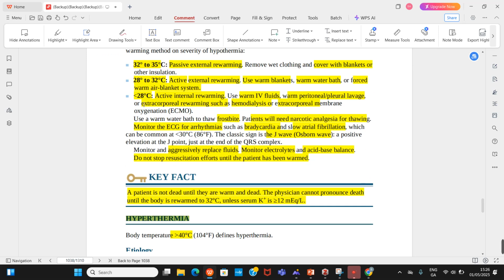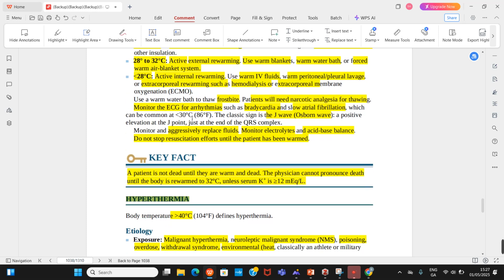Then when it's less than 28, you need to go in. So I set a line and push in warm normal saline or warm Ringer's lactate. That is active internal rewarming. You want to consider that for people that have a temperature less than 28. So you set a line and push warm fluid through the line. Or you can do warm peritoneal and pleural lavage, where you make an incision through the peritoneum or the pleural cavity and push fluid to the area. Or you can connect them to machines like ECMO. ECMO is very good for rewarming too. That's not very commonly talked about, but it is a possibility. So that's extracorporeal rewarming through the ECMO machine.